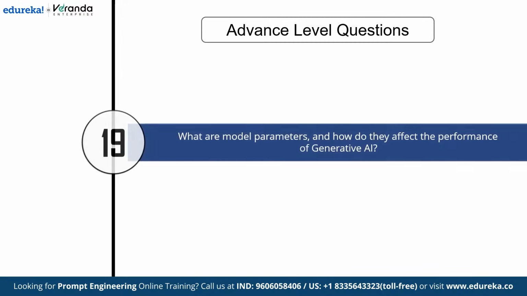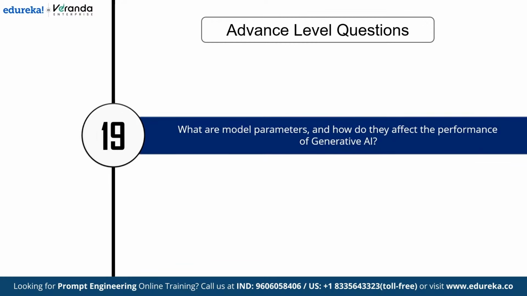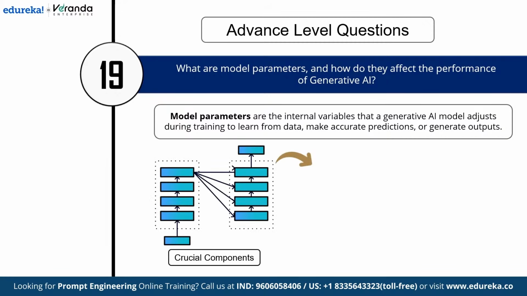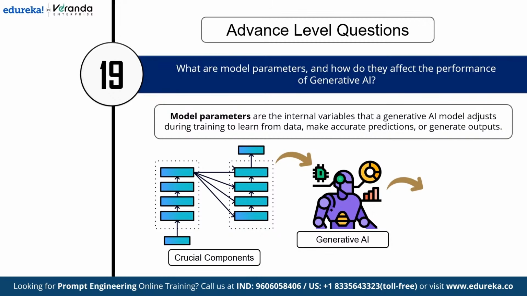The next question is, what are model parameters and how do they affect the performance of generative AI models? Model parameters are crucial components of generative AI models that significantly influence their performance and output quality. These parameters are the internal settings that a model learns from the training data and uses to make predictions, generate content, or perform specific tasks.